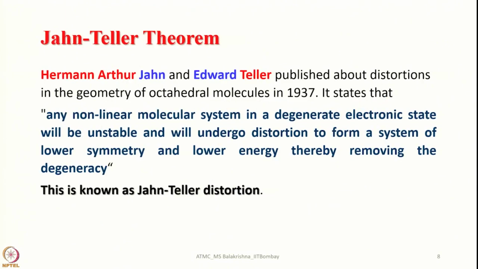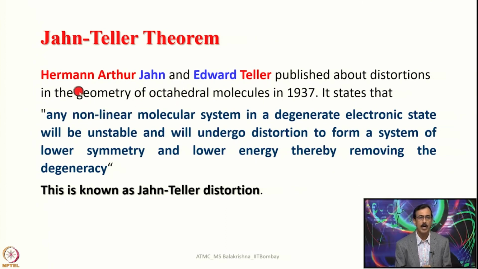So, now let us move on to the Jahn-Teller theorem. Hermann Arthur Jahn and Edward Teller, full names, okay. Mostly books introduce them as Jahn-Teller, but actually the full names are Hermann Arthur Jahn and Edward Teller, who published about distortions in the geometry of octahedral molecules in 1937. It states, I quote, any nonlinear molecular system in a degenerate electronic state will be unstable and will undergo distortion to form a system of lower symmetry and lower energy, thereby removing the degeneracy.